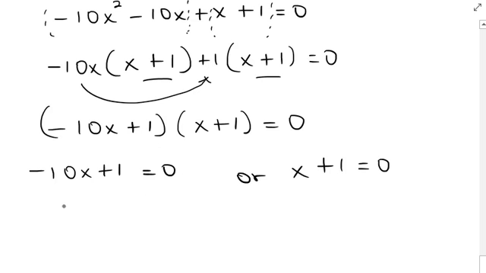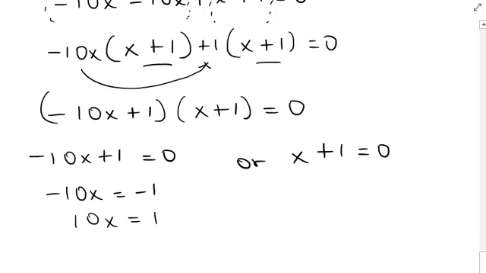So minus 10x equals minus 1. The minus can cancel out, which means we can write it as 10x equals 1, because minus will cancel out minus. So x equals 1 over 10. And on this other side, by the time we carry this 1 to the other side, the plus 1 becomes negative 1. So this is our solution.